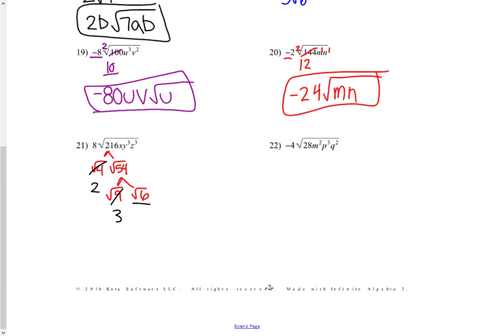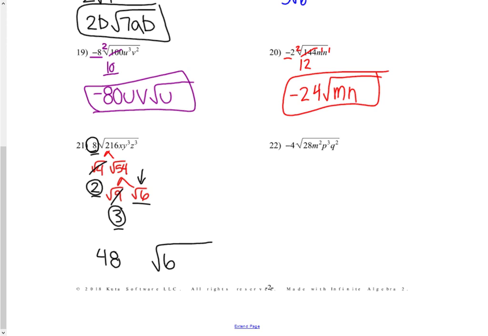When you have two numbers that you are pulling out, you always multiply them by each other, and then don't forget we have to multiply by the 8 on the outside. So 2 times 3 is 6, 6 times 8 is 48. So I have 48 on the outside. This 6 is stuck underneath that square root, so I still have the square root of 6 there.